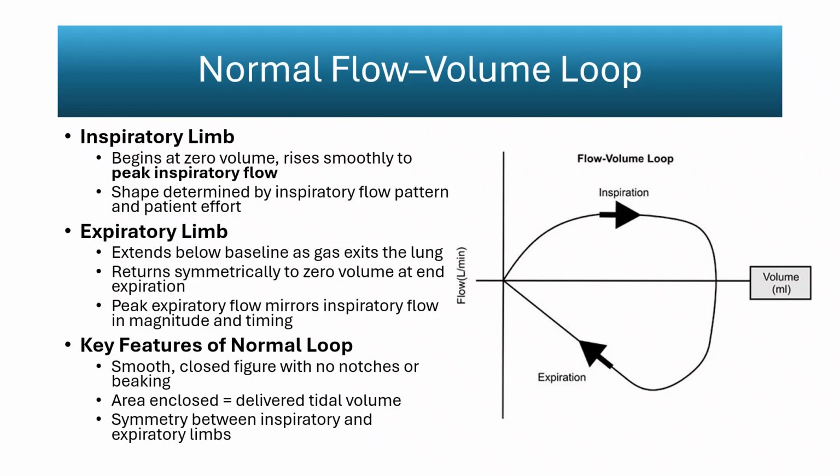The area enclosed by the loop corresponds to the delivered tidal volume. When the ventilator is delivering consistent breaths and the lung is responding predictably, this area remains uniform from breath to breath. Symmetry between the inspiratory and expiratory limbs indicates that gas moves into and out of the lungs efficiently and that resistance, compliance, and timing are balanced.